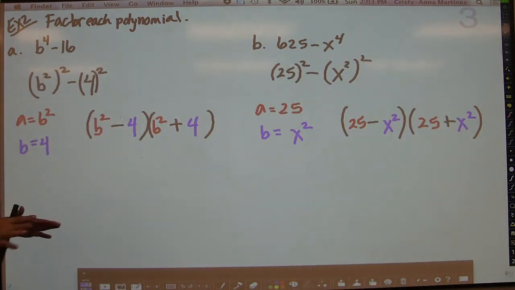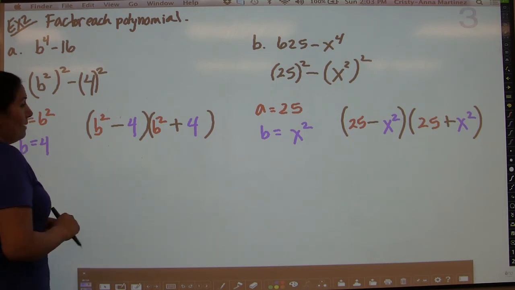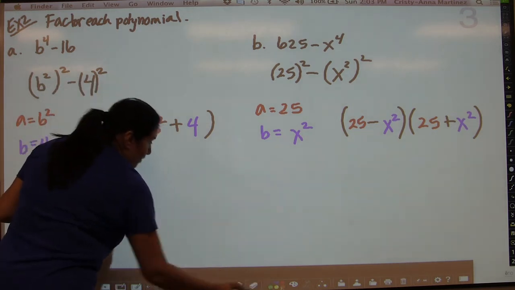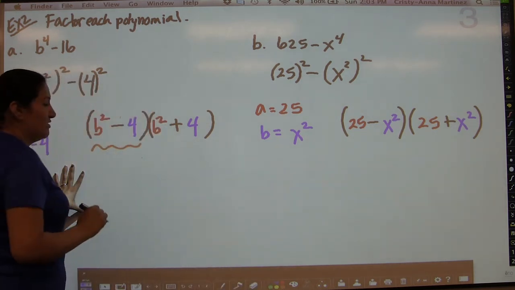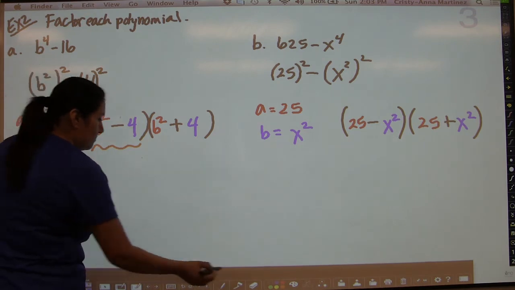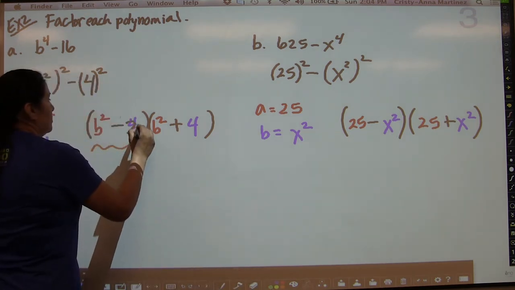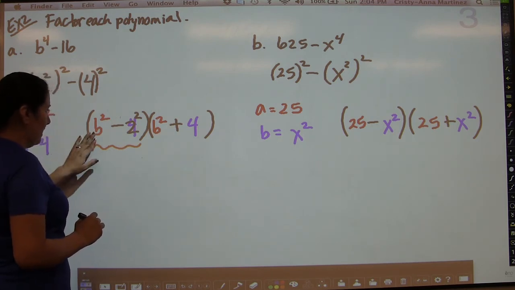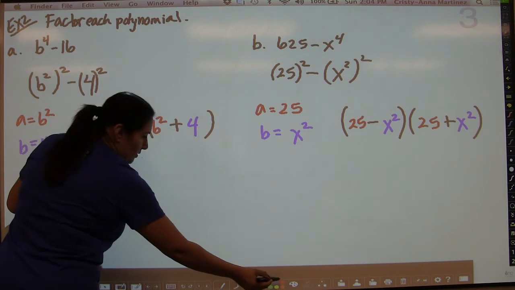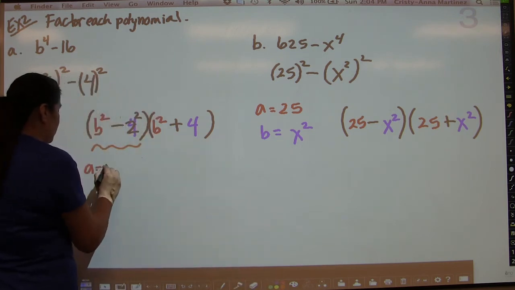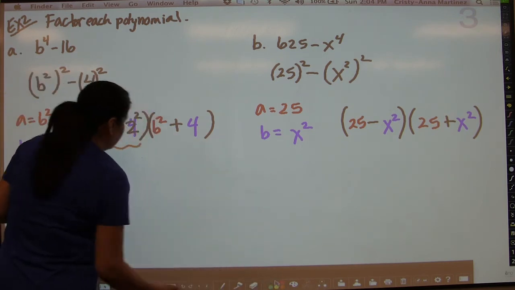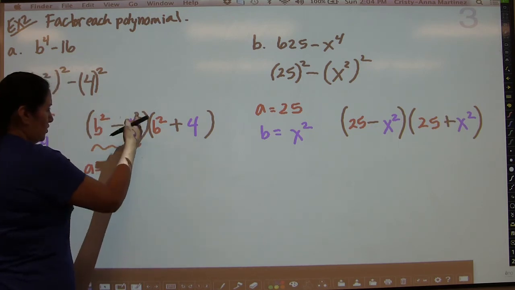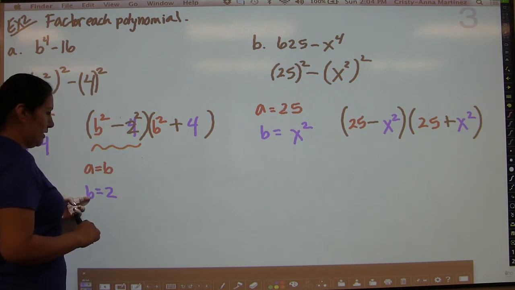And you might think that you're done, but you're actually not done. Because after you factored it the first time, now you are left with another difference of 2 squares. This is b squared minus 2 squared. Alright, so in that case, your A is going to be the b. So we'll do that again. So now for this guy, A equals b, and b equals 2, because you've got 2 squared. So you have A squared minus b squared.